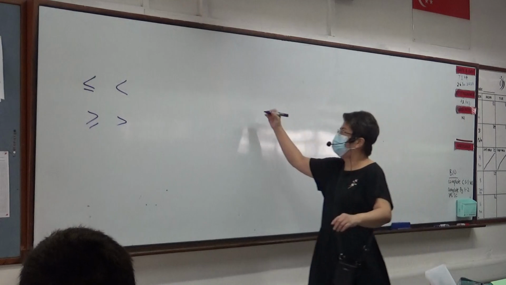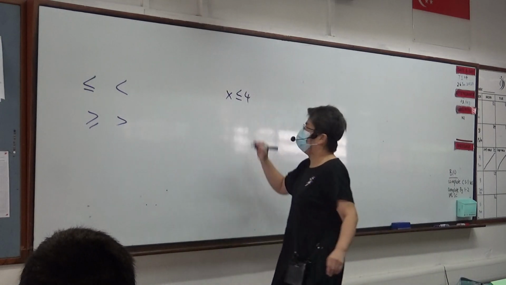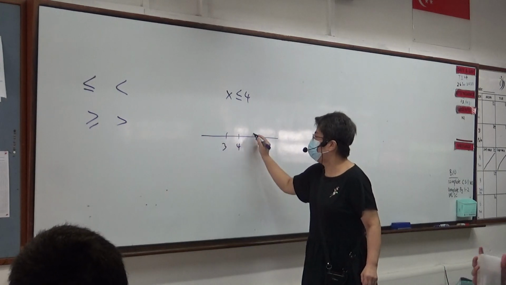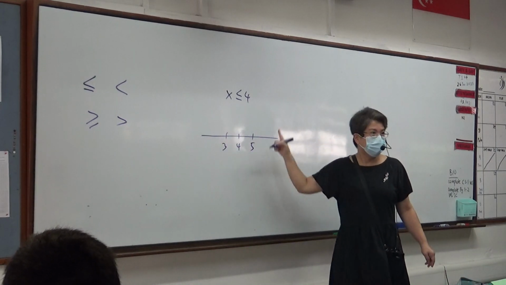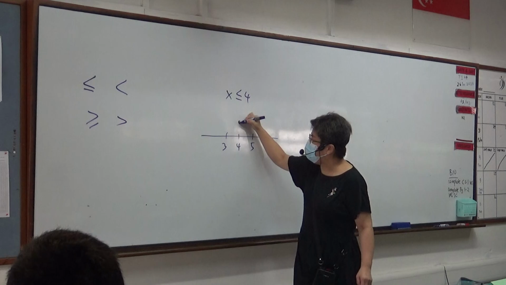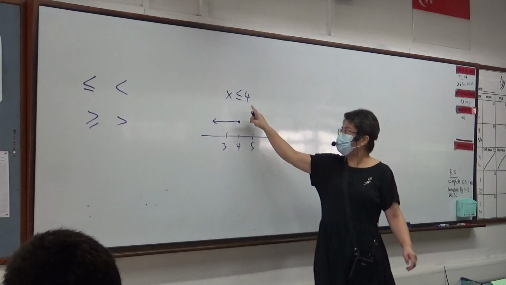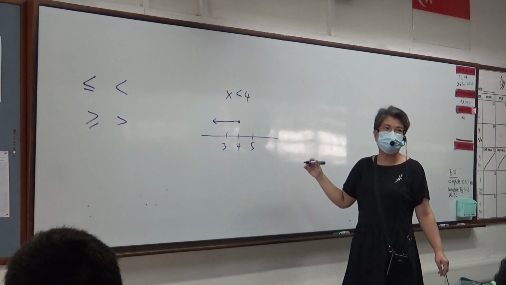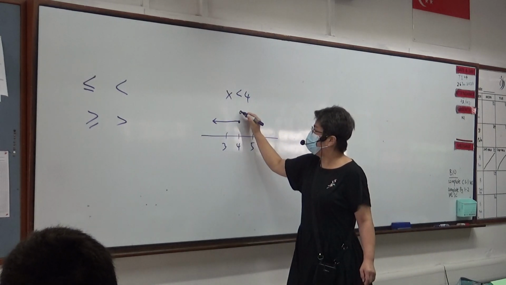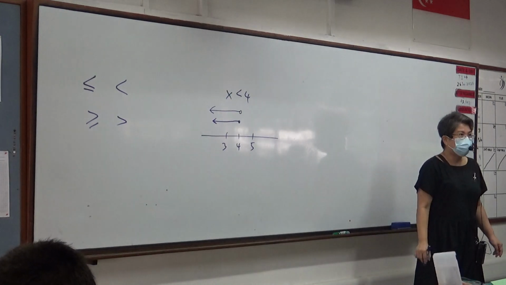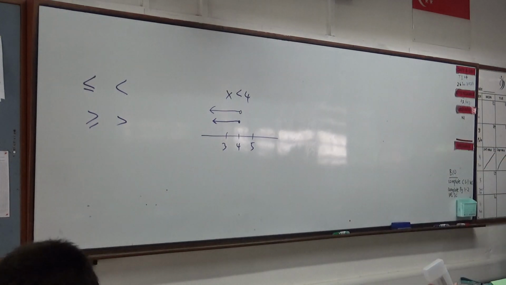For example, your answer is this. That means I will have 2, 3, 4, 5, right? Less than or equal to 4 means it includes 4 and it goes this way, right? Okay, now what if it is like that? What will happen? It doesn't include 4, and it goes like that. Everybody clear? Okay, then one point I need to talk about.